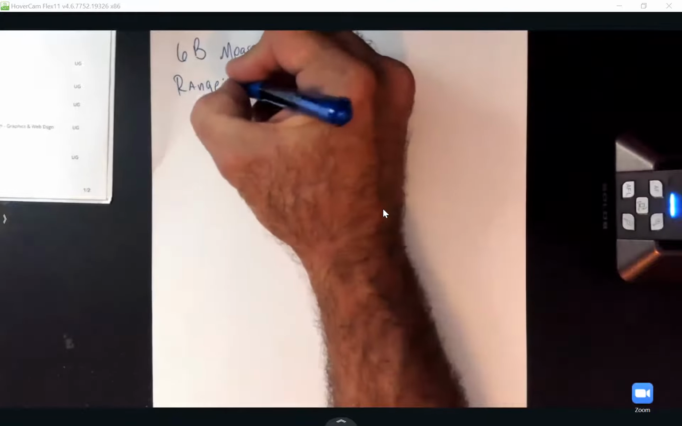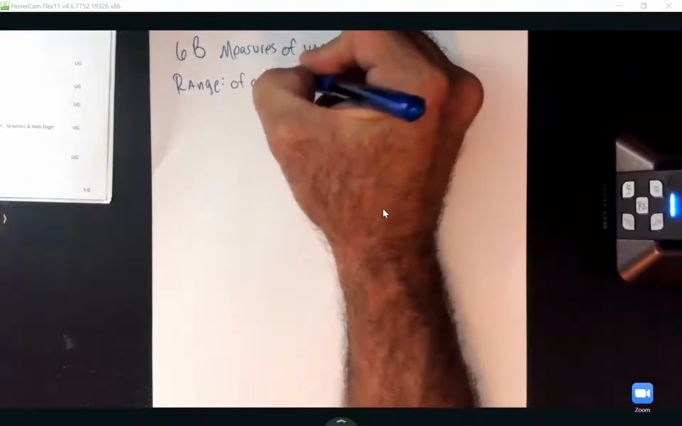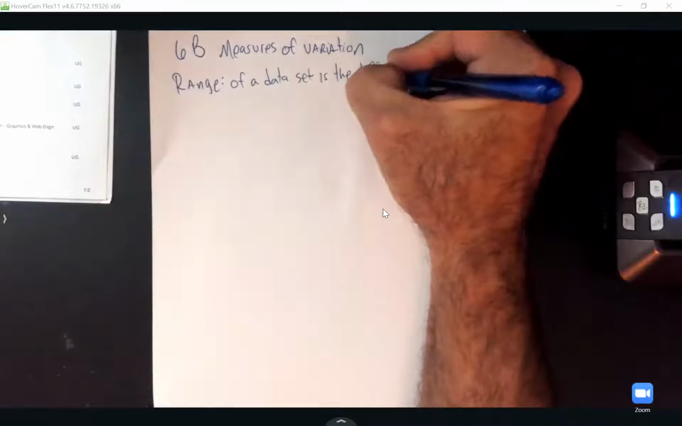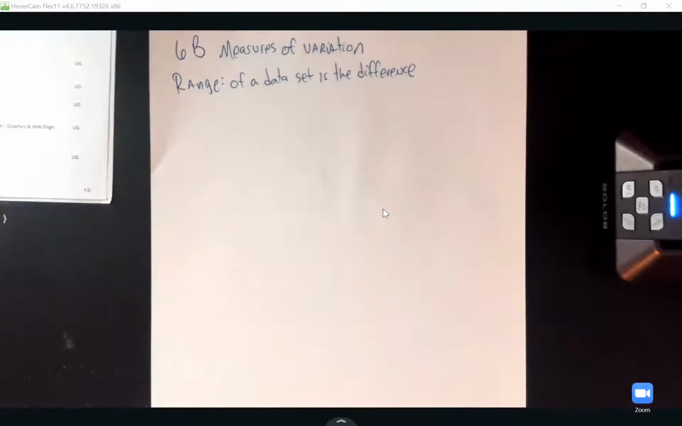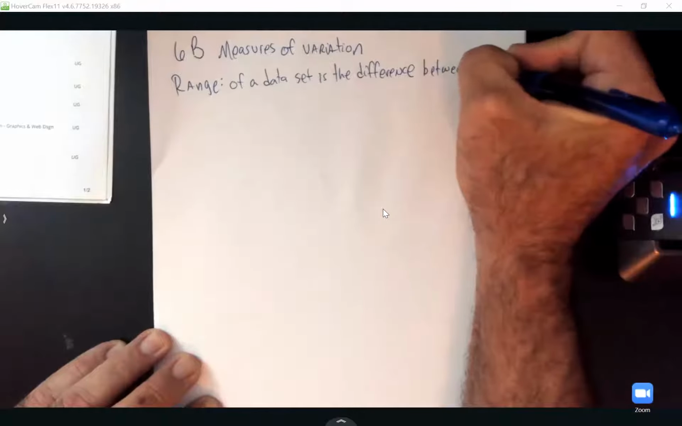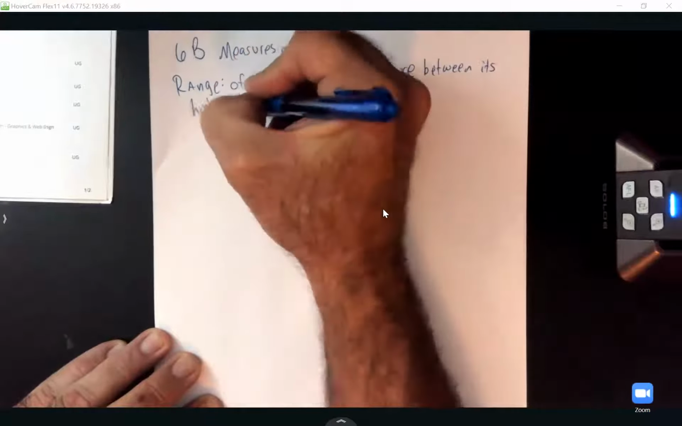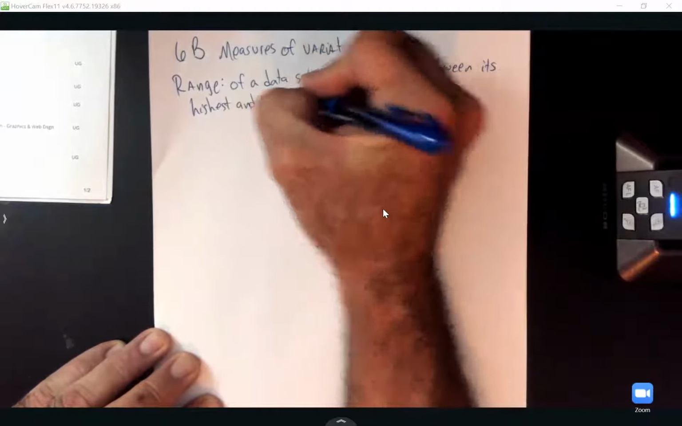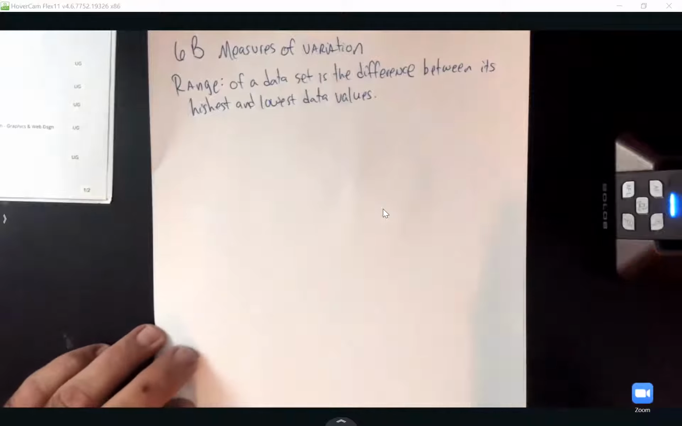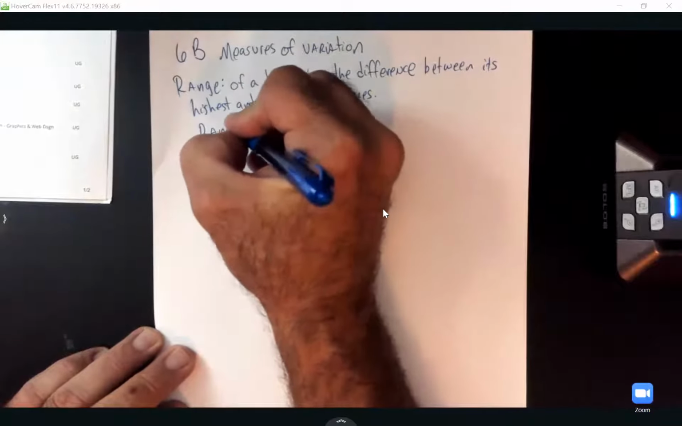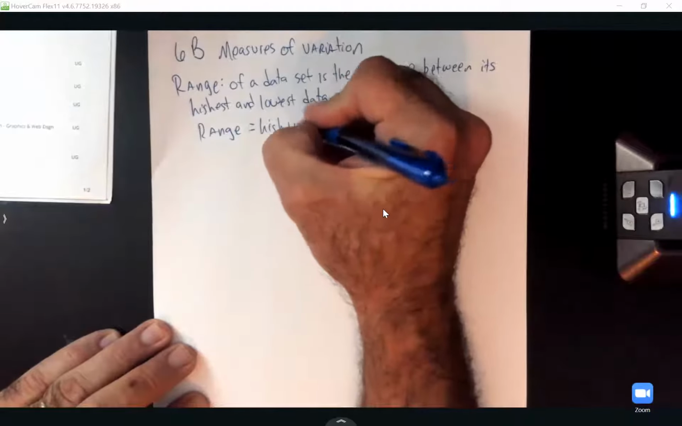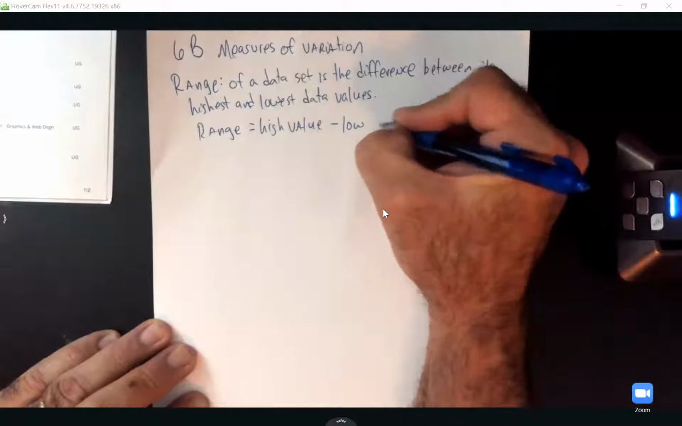So the range of a data set is the difference between its highest and lowest data values. So the official formula for the range: the range equals high value minus the low value.